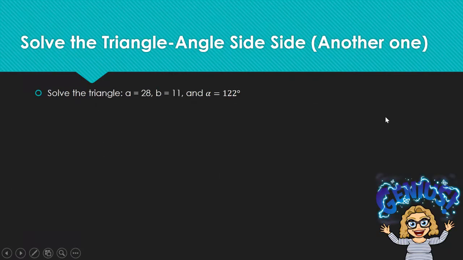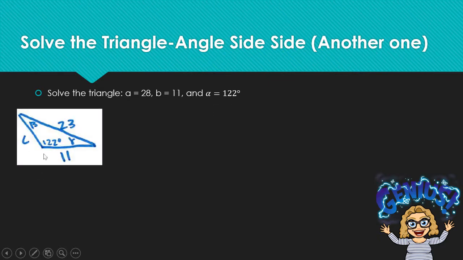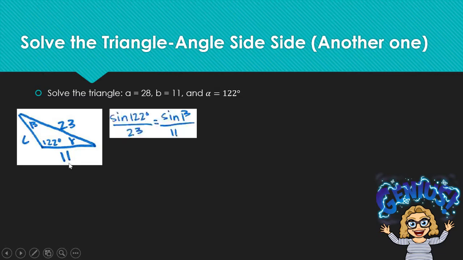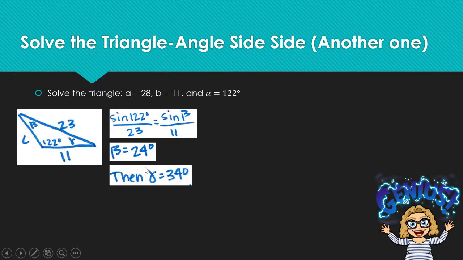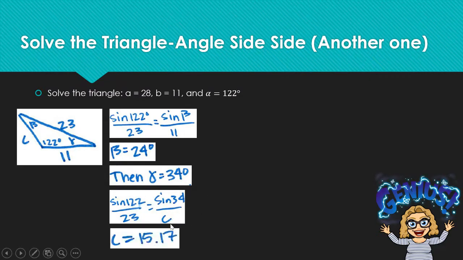So let's try another one of those. This one, A is 28, B is 11, and alpha is 122. So maybe kind of like that. So I'm going to do the same thing. I say, okay, I've got that pair there. So let's find beta. So sine of 122 over 28 equals sine of beta over 11. I cross multiply, I divide, and then I inverse sine, and I get beta is 24. So then I use that to find gamma, and then I find C using my gamma, and C is 15.17. Cool. So I've got one triangle there.